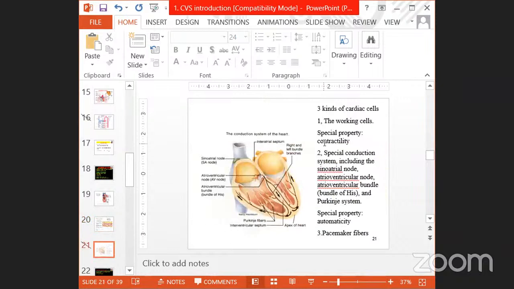Coming to the different types of cardiac muscle, there are the contractile fibers. They are the working cells, which are contractile in nature. And there is the conducting system, the major important thing in our cardiac muscle, which includes the SA node, AV node, atrioventricular bundle, that is the bundle of His, and the Purkinje fibers. It possesses the property of automaticity. And the most important thing is the pacemaker cells.